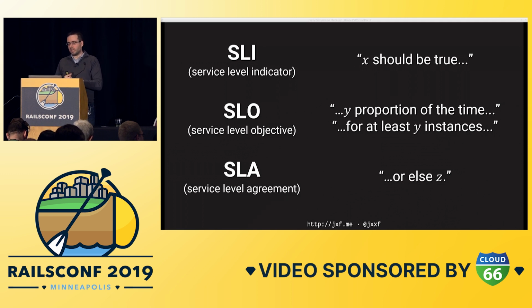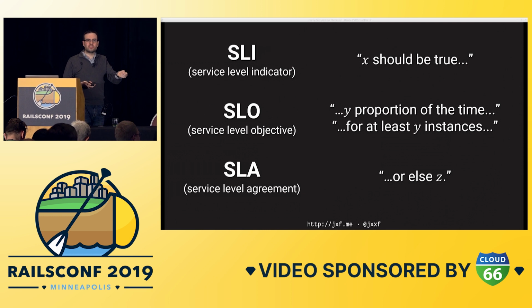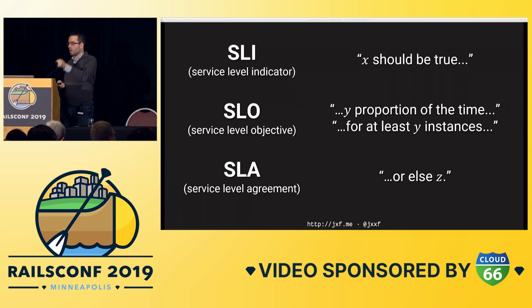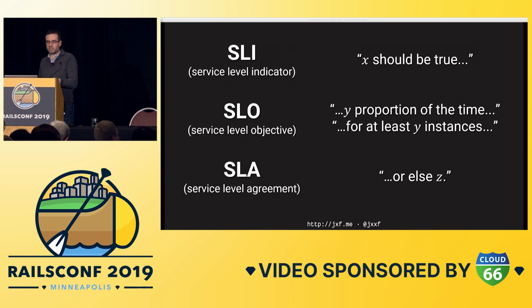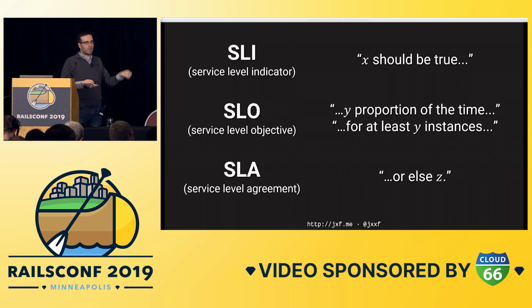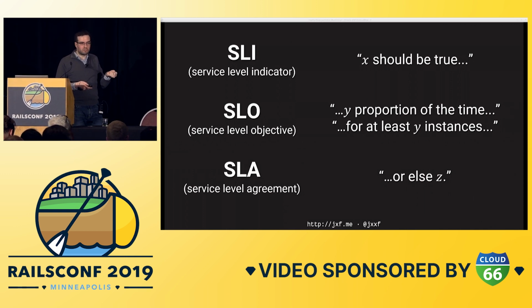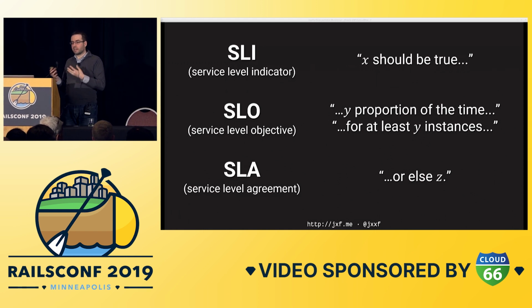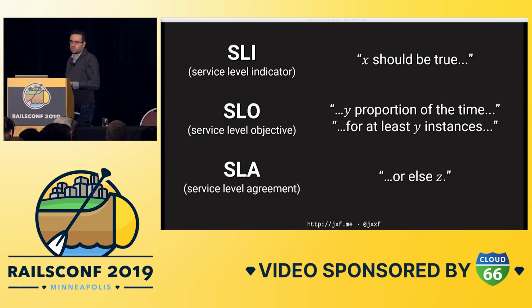So what do those things mean? A service level indicator is a thing that you want to be true. I want my application to be serving 100 requests per second. I want people to be able to complete their transaction in 10 seconds or less. I want this message queue to be able to process 20 jobs per minute, et cetera, et cetera. Those are indicators. It's a fact that you want to be true.